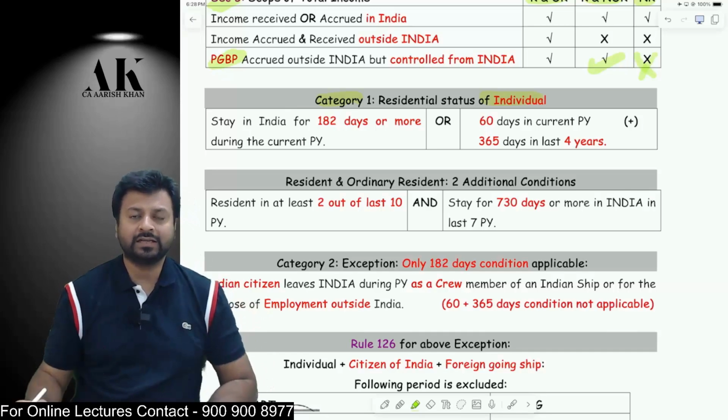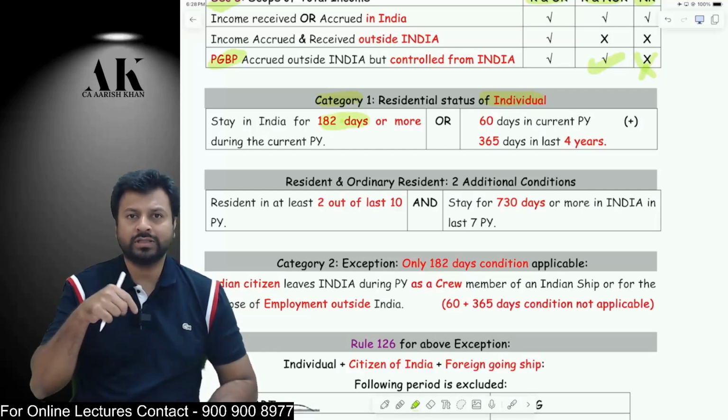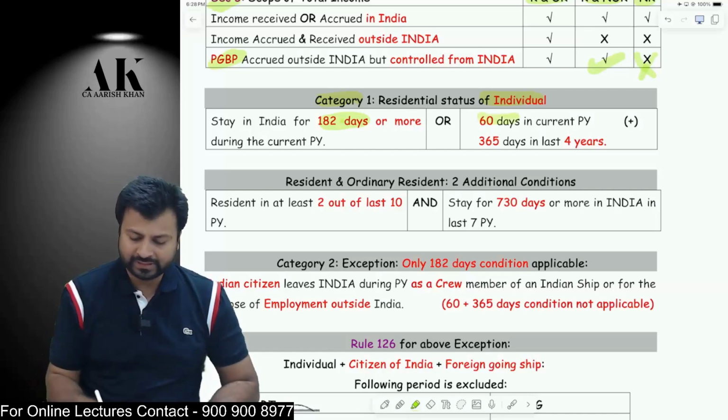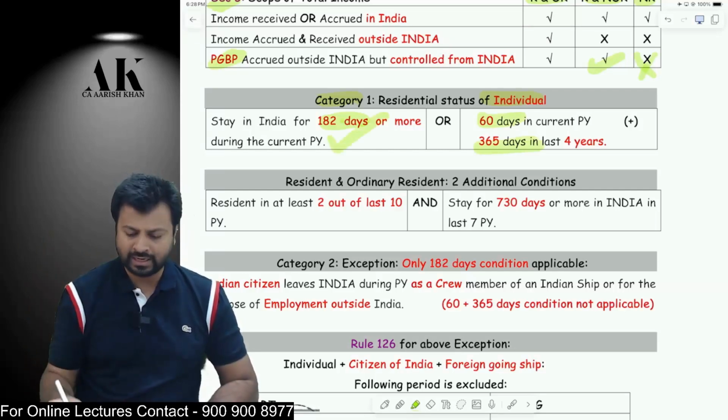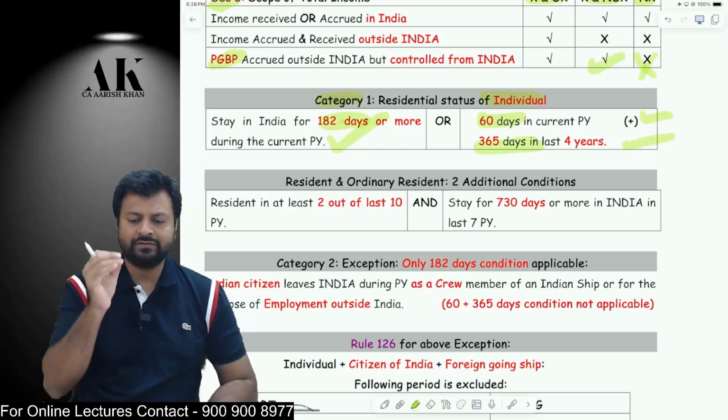In category 1, an individual can become resident because of any of the two conditions. That is, if he stays for 182 days or more in the current financial year, or if he stays for just 60 days in the current year and 365 days in the last 4 years. Either he has to fulfill this 182 days criteria, or he has to fulfill the criteria of 60 plus 365 days. Whichever criteria he fulfills, he will become resident.